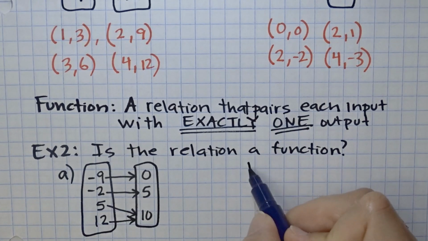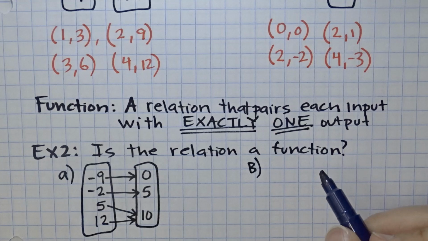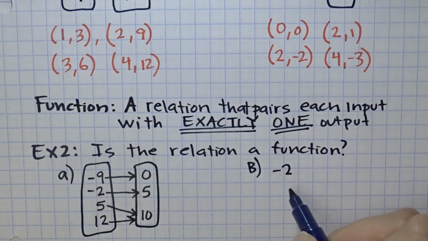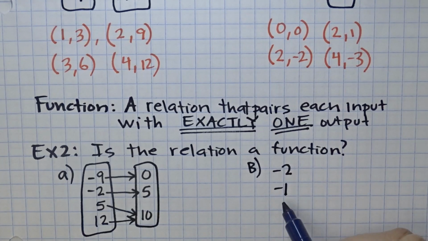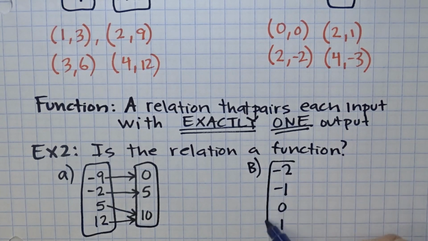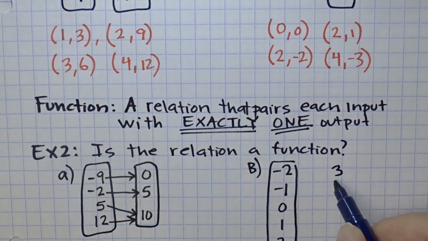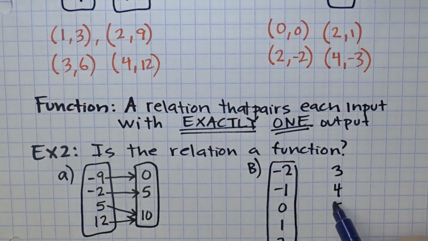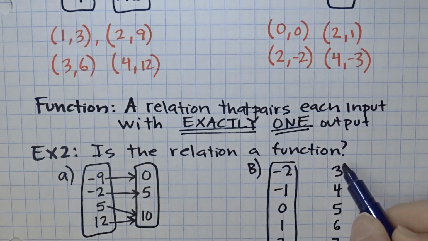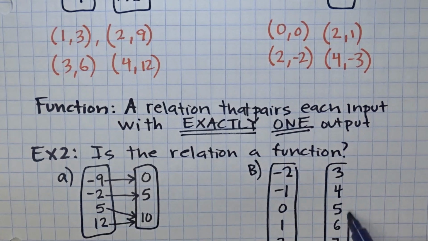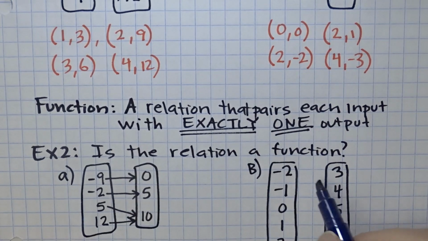And for B, -2, -1, 0, 1, 2. And then you have 3, 4, 5, 6, and 7. And they're linked as such.